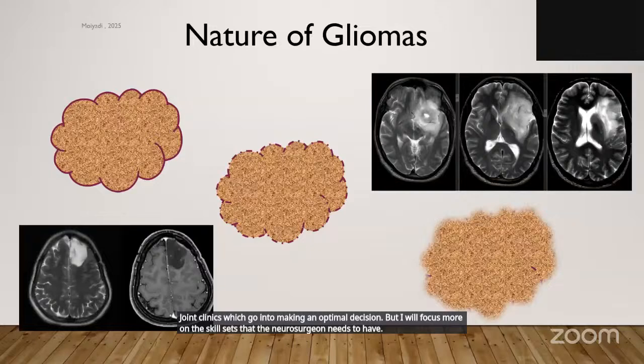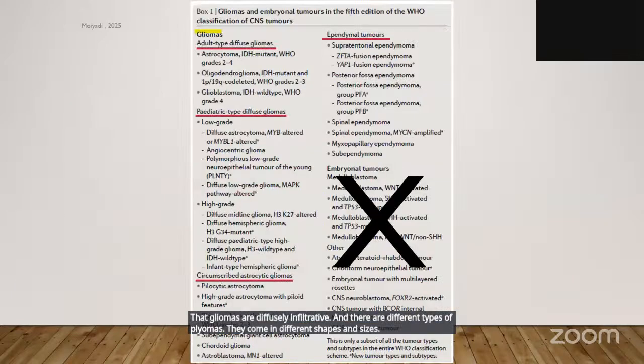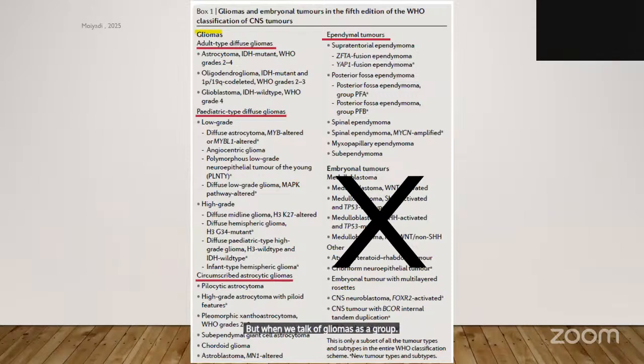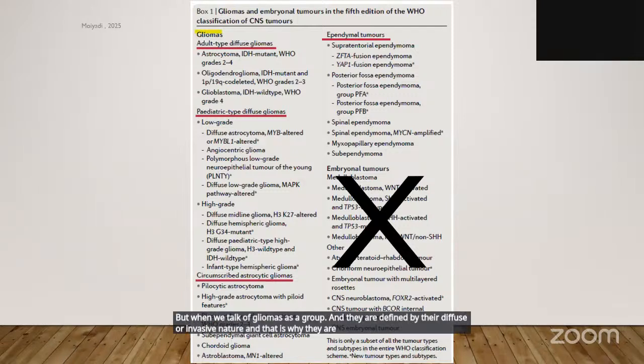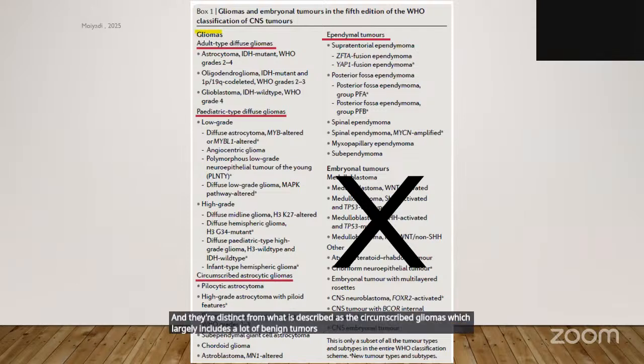Starting with the biology of gliomas, this is something that we all have been taught and are aware of: gliomas are diffusely infiltrative. There are different types of gliomas, and they come in different shapes and sizes. But when we talk of gliomas as a group, they are defined by their diffuse or invasive nature, and that is why they are described as diffuse gliomas, both adult and pediatric, as per the WHO 2021 classification. They are distinct from the circumscribed gliomas, which largely include a lot of benign tumors which occur in pediatrics and young adults.